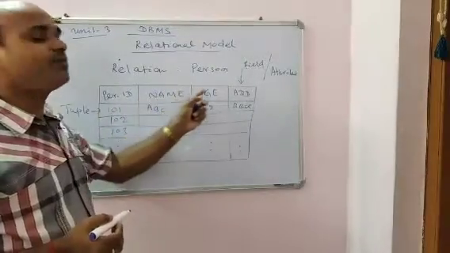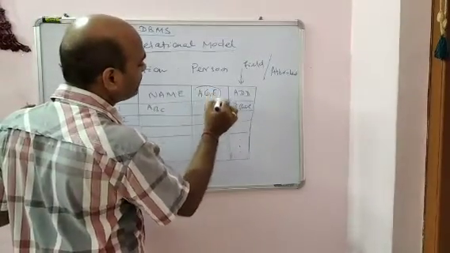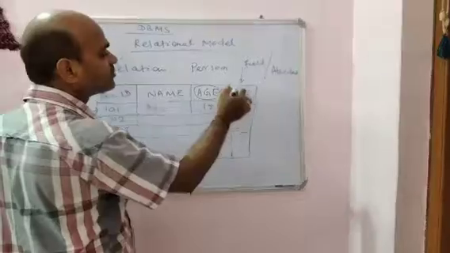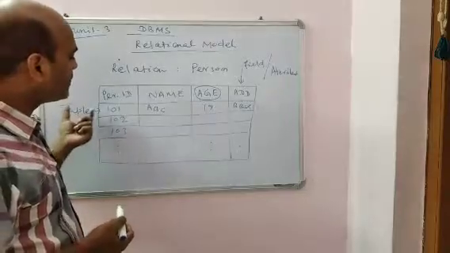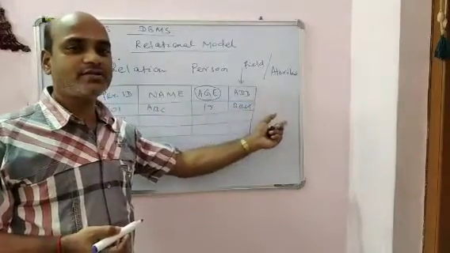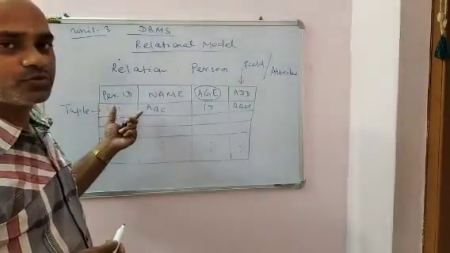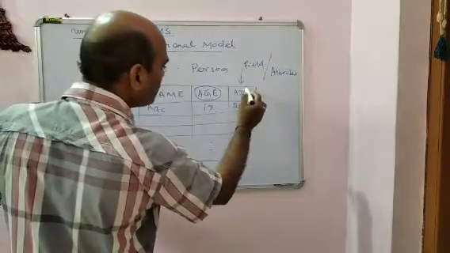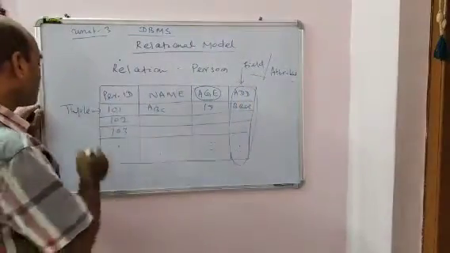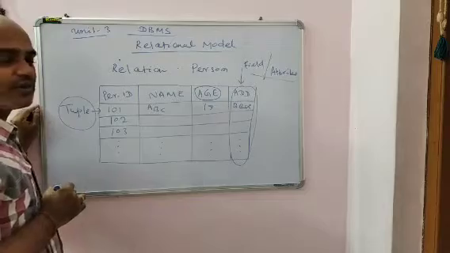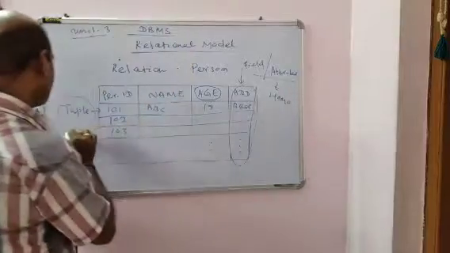These attributes have different data types. Age will be an integer, address is some string or character, and similarly name is also a string. Different data types can be stored, for example date of birth as date. But within one attribute, all data types are similar. So attributes are homogeneous, but tuples are heterogeneous.